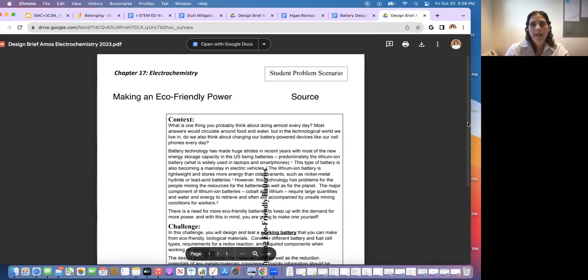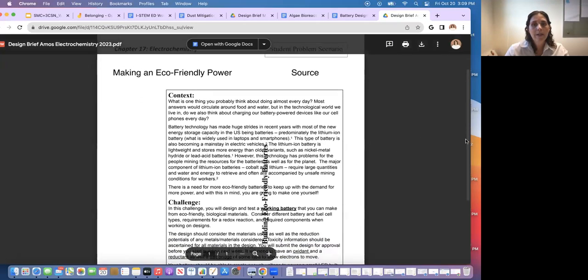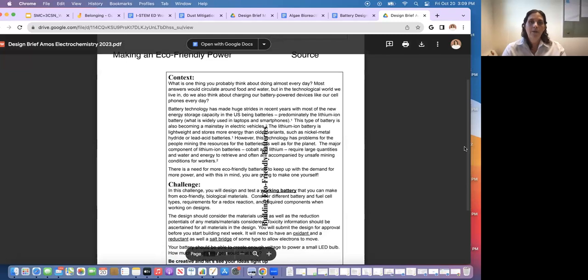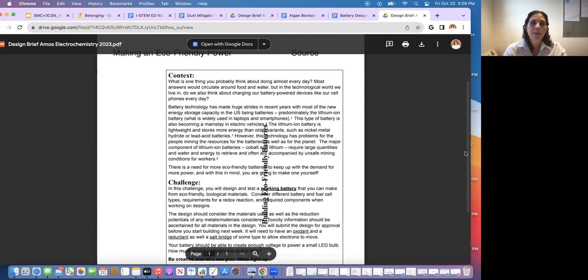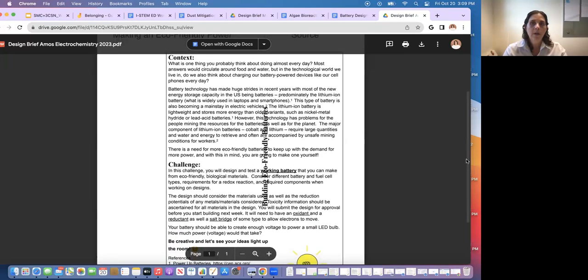So she was thinking about sustainable batteries. Obviously, lithium ion batteries are used extensively. They contaminate the environment quite a bit. So is there an alternative? So she challenged her students, and this was part of an electrochemistry lab for electrochemistry concepts in a chemistry majors course.